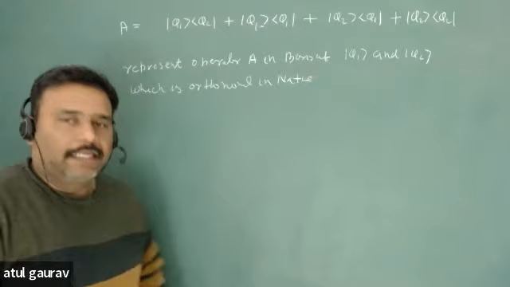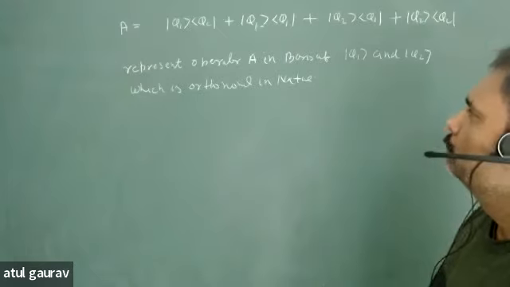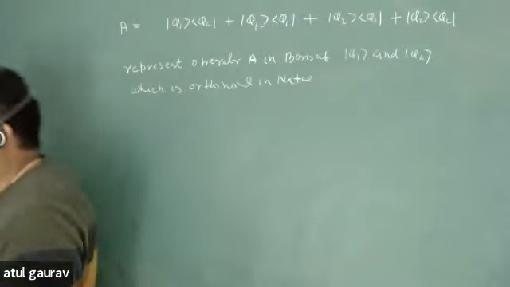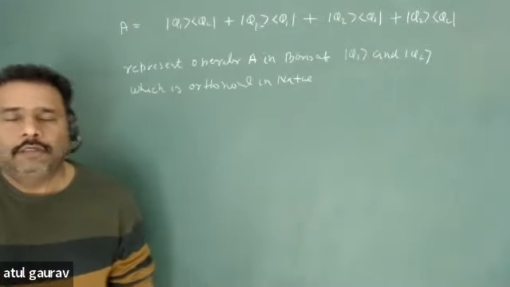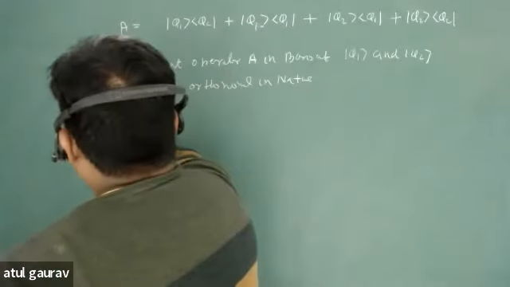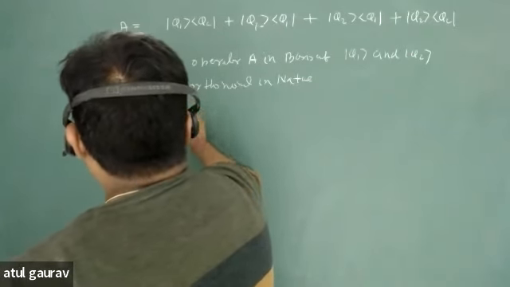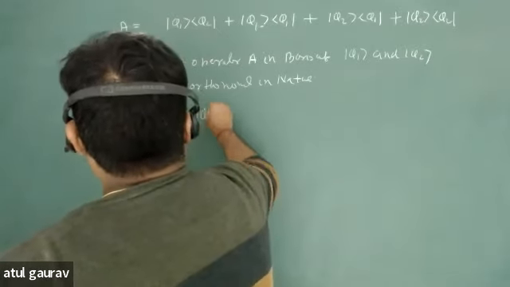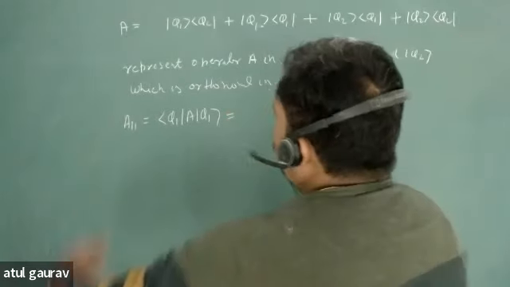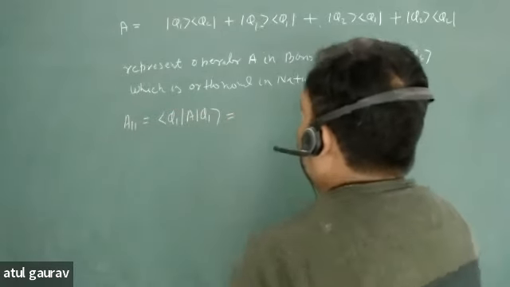First tell me, what size of operator will this be? 2 cross 2, because our basis vectors are phi 1 and phi 2, so they are orthonormal in nature. So the first element we have to find is A11. We will write phi 1 A phi 1. From the left side you will operate phi 1, and from the right side you also operate phi 1.